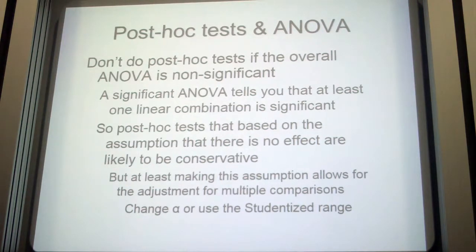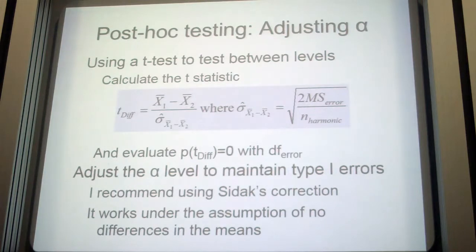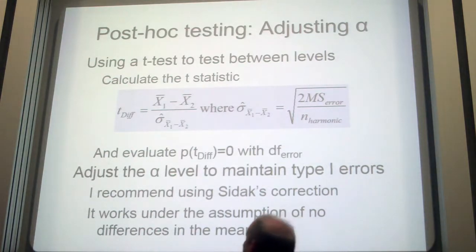Okay, so we can adjust either by changing our alpha level or the studentized range. I would love to be able to say which one to do and always how to do it, but it does vary. When we adjust the alpha level, we actually use the t statistic, we do a t-test, to compare things. All we're going to do is change the alpha level. We're looking at the difference between two means, standardized by dividing it by the standard deviation of the difference between the means, so the standard error of that difference.